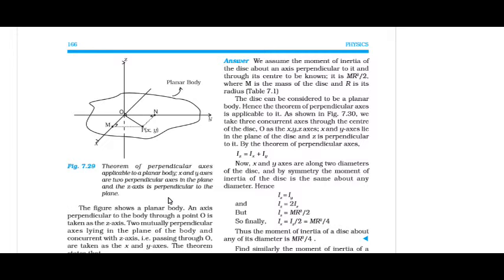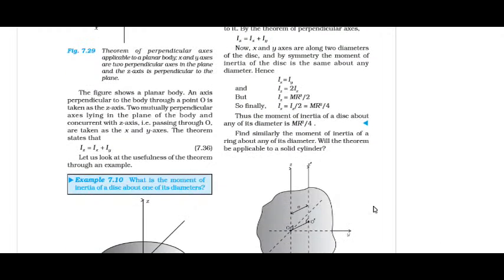Now, the figure shows that planar body, an axis perpendicular to the body through a point O is taken as the z-axis. The two mutually perpendicular axes lying in the plane of the body and concurrent to the z-axis, that is passing through O, are taken as x and y-axis in the theorem. The theorem states that Iz is equal to Ix plus Iy. This is equation 7.36.